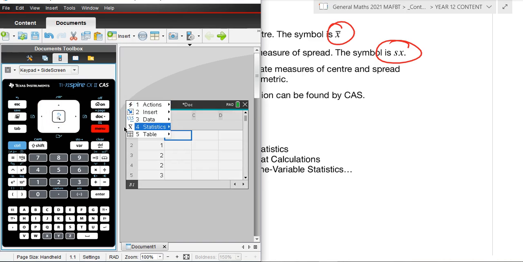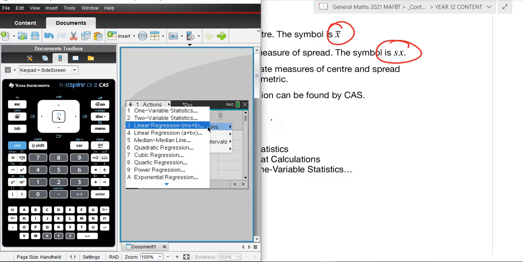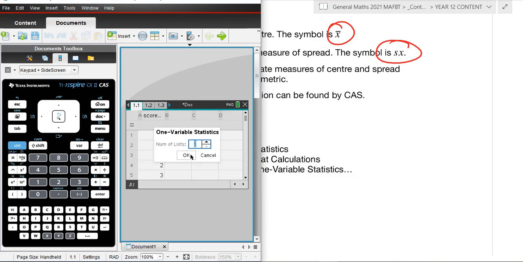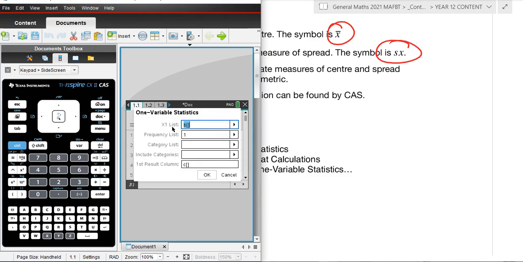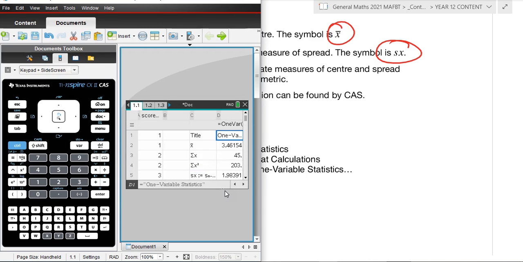Then we go menu, statistics, stat calc. And then one variable statistics, because we're just working with one variable for now, univariate. Number of lists, we'll go 1. Here, it's important again that you label. I can't show you there, but you've labeled your columns. So I'm going to find the mean and standard deviation for scores. Leave that to 1, and go OK.